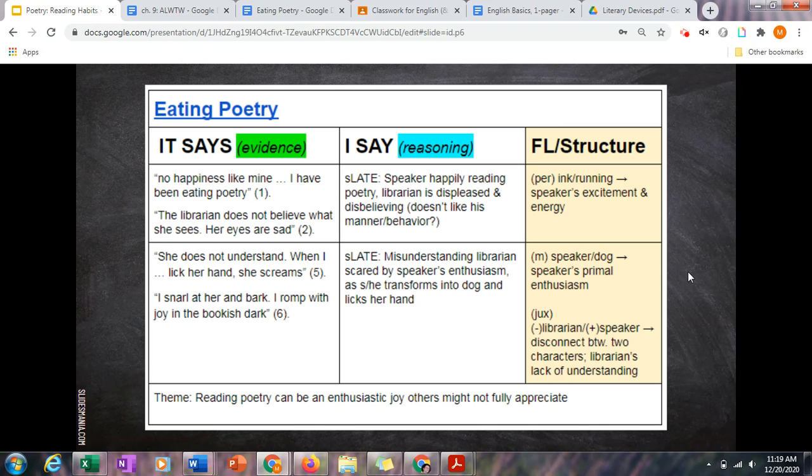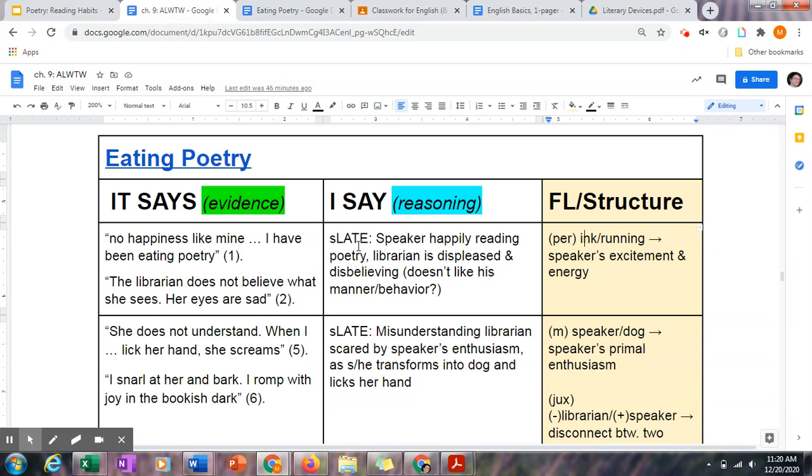Here's how it looks. You would read first for literal meaning. Let me actually go to the text here so I can zoom in. So I notice at the very beginning of the poem, the author says, "There's no happiness like mine. I've been eating poetry." When the speaker says, "I've been eating poetry," I think it means they're consuming poetry by reading it.